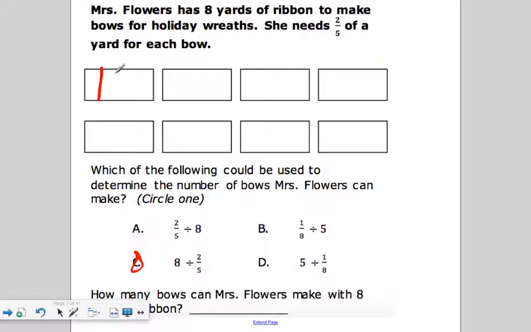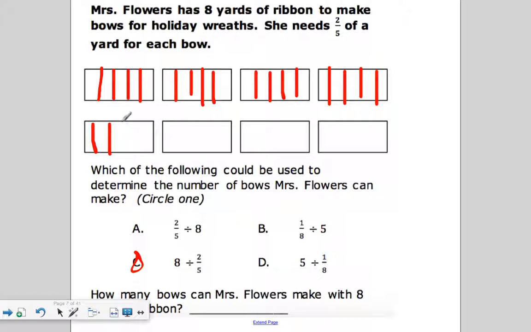So I'm going to divide each bar into fifths. Okay, each bar into fifths. Continue. I'm dividing each yard into fifths. I'm going to divide this yard into fifths. And I'm going to divide this yard into fifths.